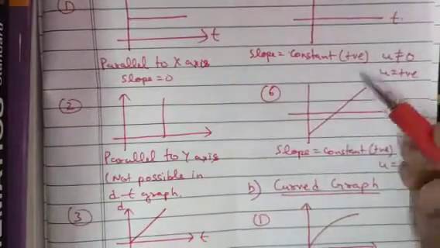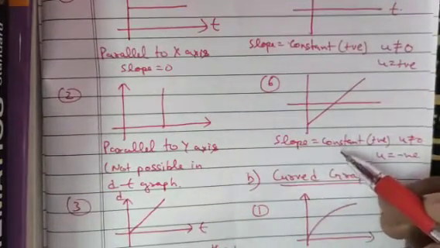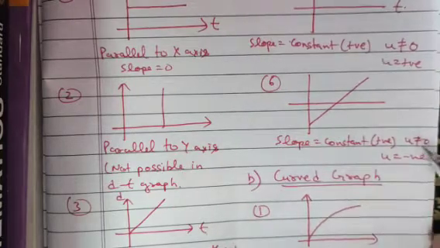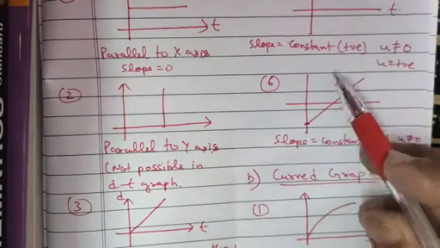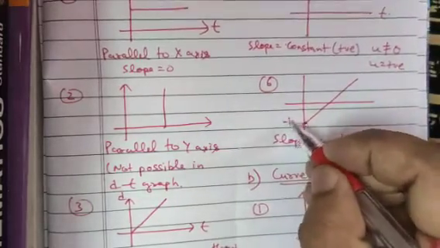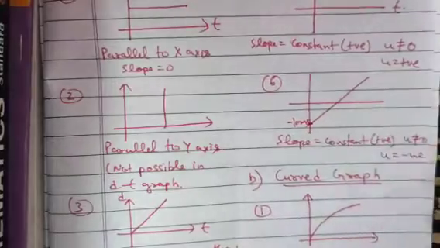Okay, next one, it is also with a positive slope, initial velocity not equal to 0. Okay, and here the initial velocity is not positive, initial velocity is negative, say for example minus 10 meter per second, then the graph will be like this.